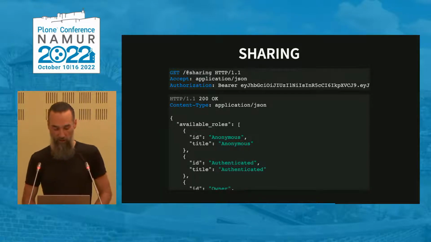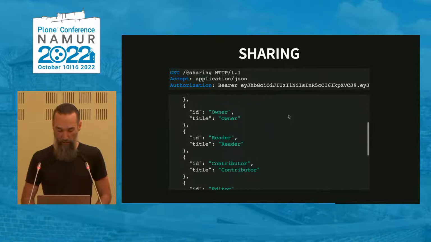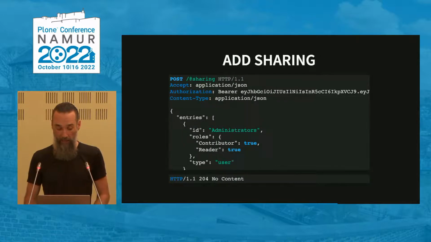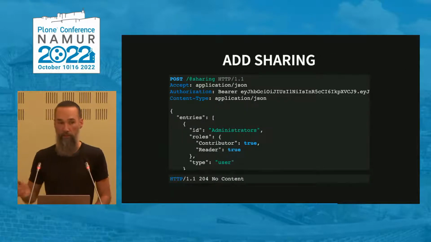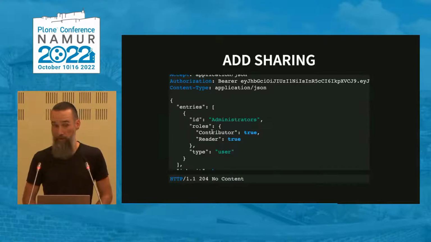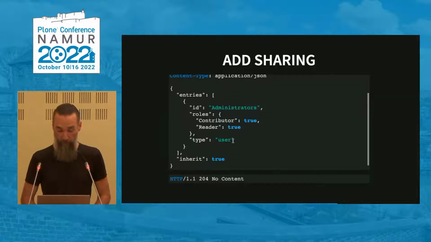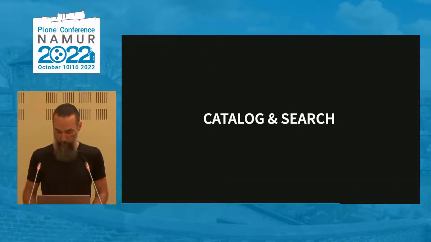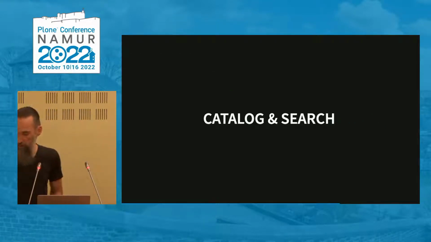So sharing has the list of all the available roles which are there, and if you want to share something, you can add it. So you want to say, okay, this content object now adds, for administrators, the roles contributor and reader, for example. You can specify those and later fetch that same data, obviously, to check if the roles are there. Next up, catalog and search.